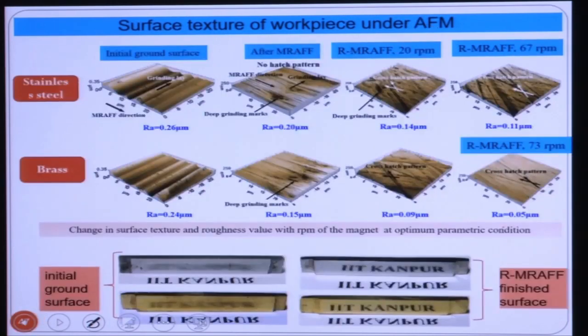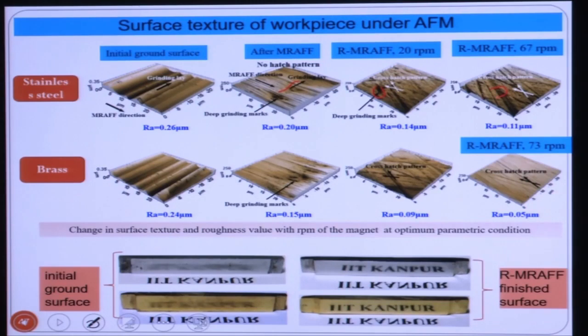So this is the AFM image for stainless steel. You can see these kind of undulations are there because it is a grinding operation. Using the MRFF process without rotation, these valleys are clearly visible. But using the RMRFF process, you can see these valleys are almost removed. Although a few deep grinding marks are there, they are not removed. By using this MRFF at optimum rotational speed, you will see all these valleys are totally removed.